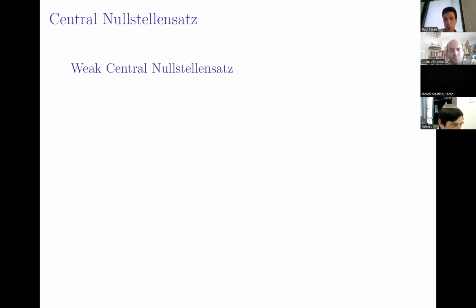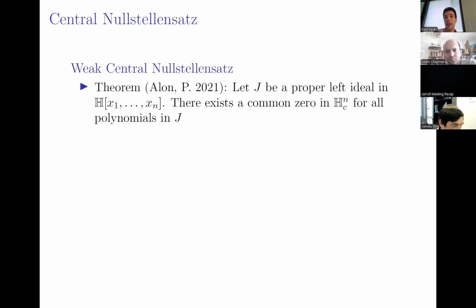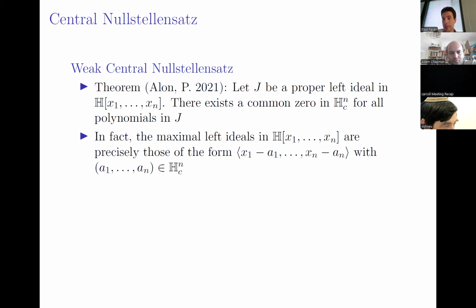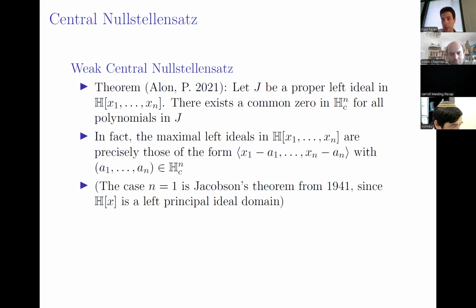So first, we have the weak Nullstellensatz, which simply states the following. If you have a proper left ideal J in this ring, then you can find a common zero in the central affine space for all polynomials in J. So this is exactly what you'd expect. You just have to restrict yourself to the right space. More precisely, the maximal left ideals in this ring are exactly in correspondence to the points in the central affine space. And in the special case where you only have one variable, you simply recover Jacobson's theorem that we mentioned at the beginning.